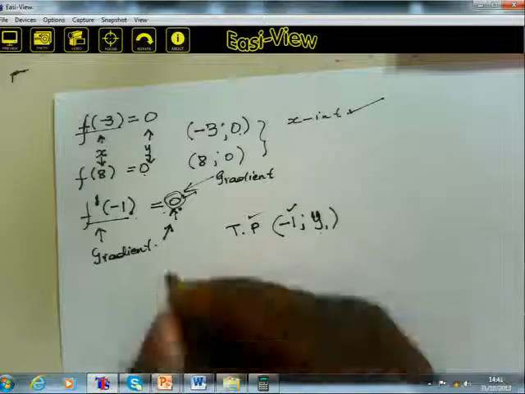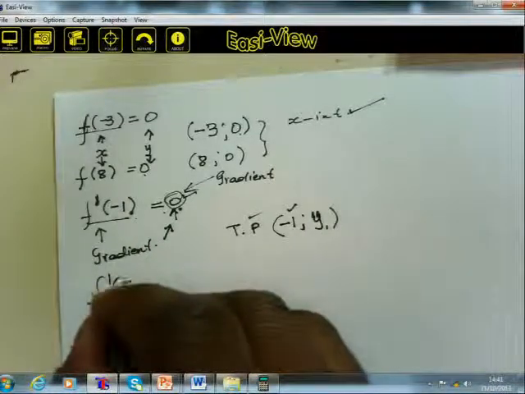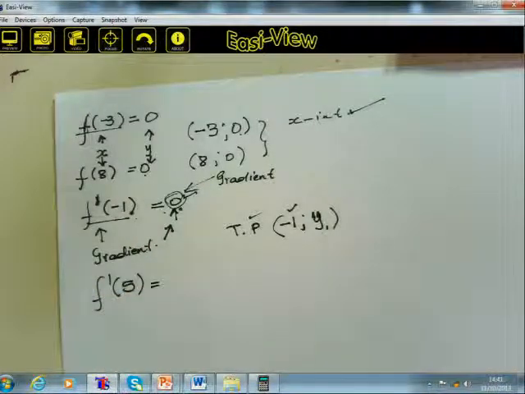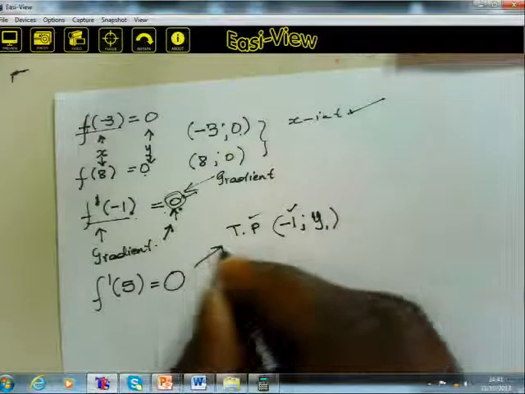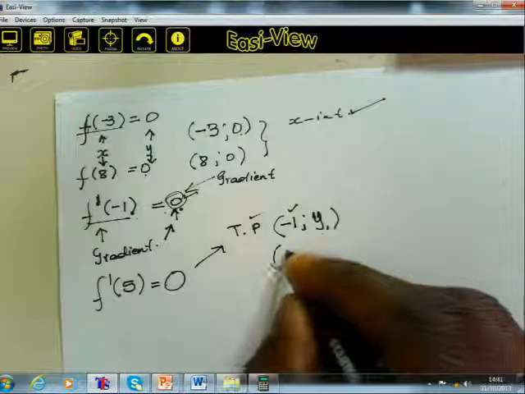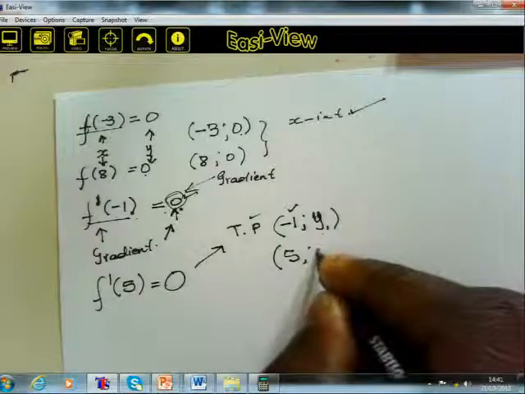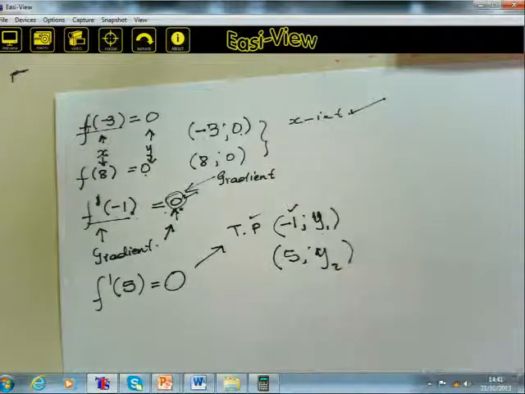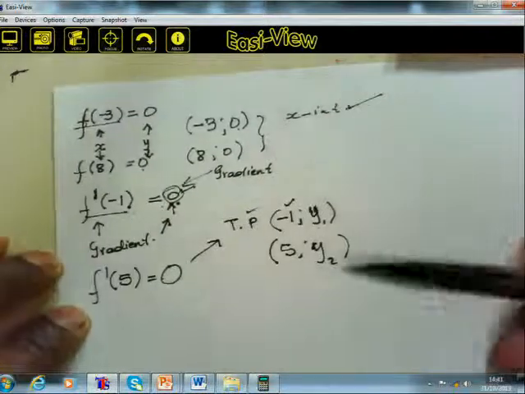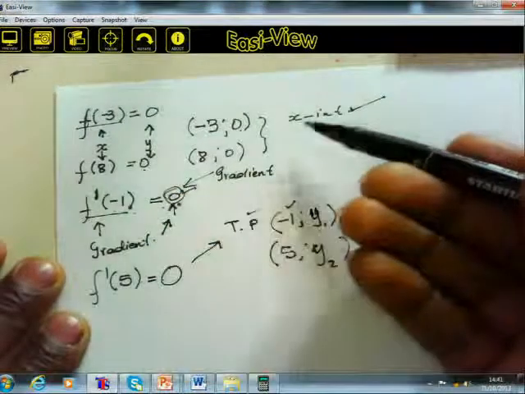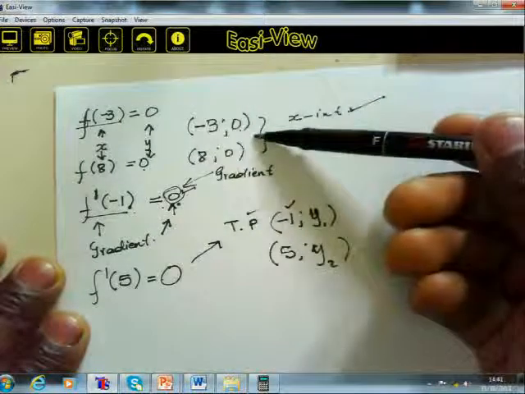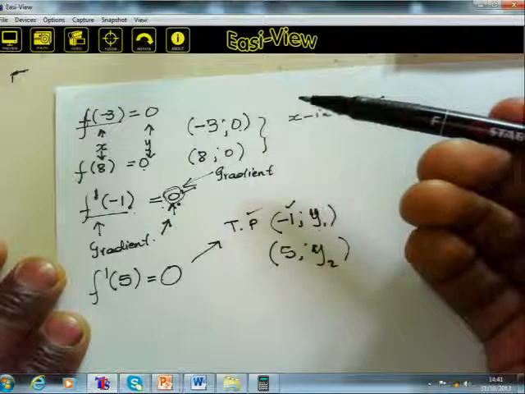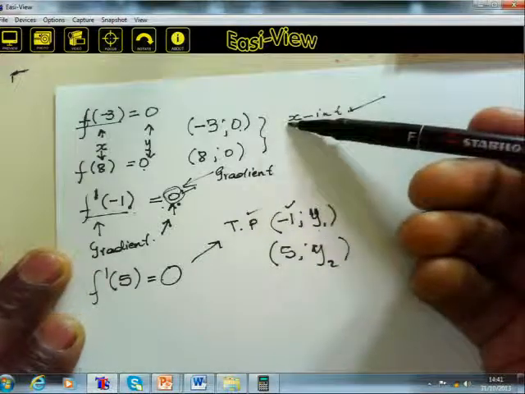The next one, f derivative at 5. F derivative at 5 is how much? It is equal to 0 again. What type of point? It's still a turning point. Therefore, we have a turning point at x equals 5, and the value of y we are not sure of. We are given the turning points, and we are given the x-intercepts. So is it difficult to estimate the graph here?